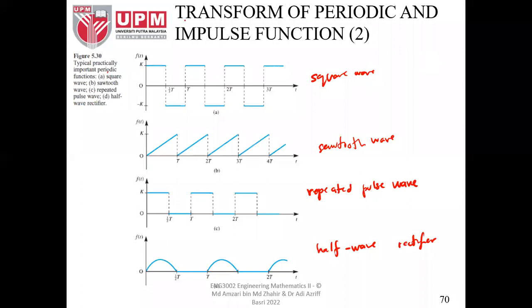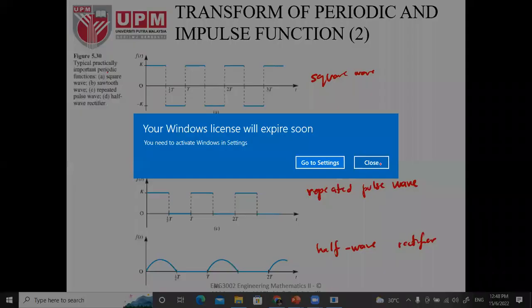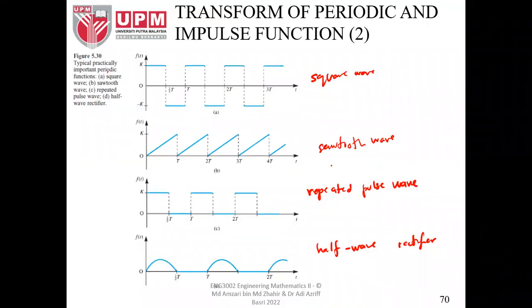Okay, again, the periodic and impulse functions. So we have the square wave, sawtooth wave, repeated pulse, and half wave. It's a lot of functions, but this is one example. Okay, we have this one.